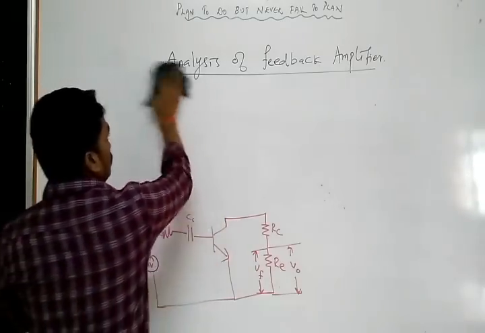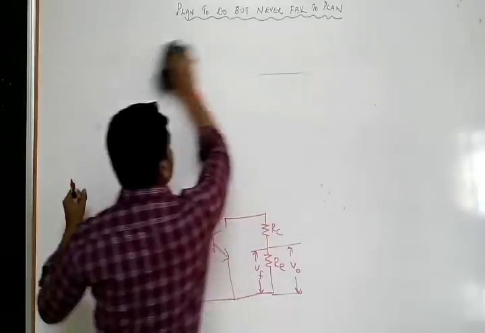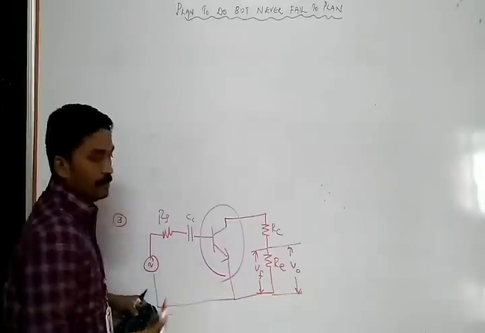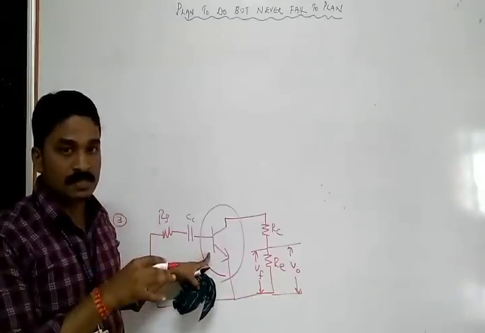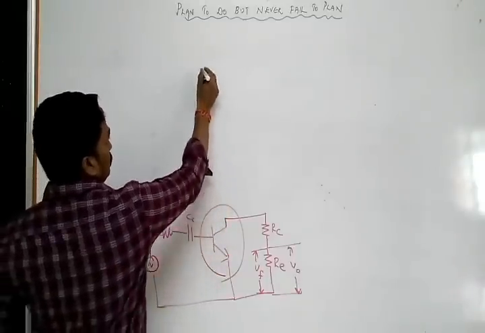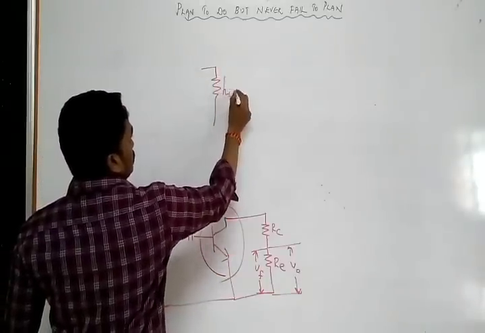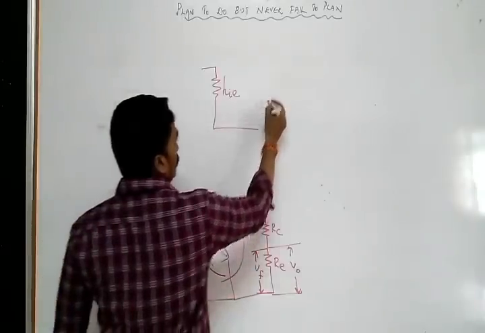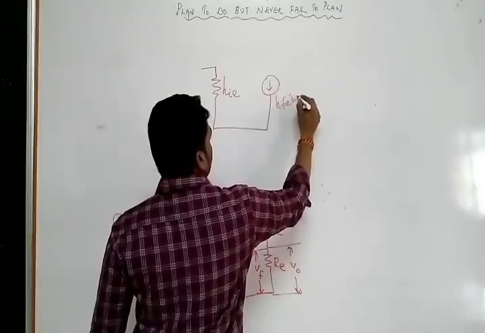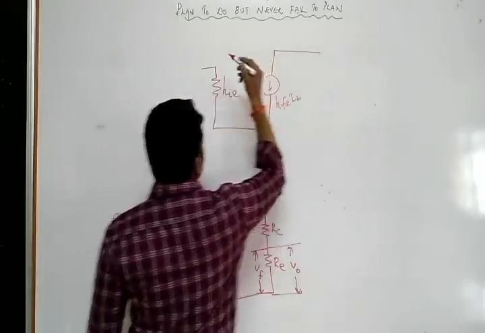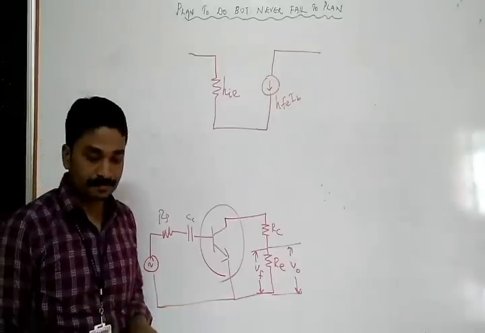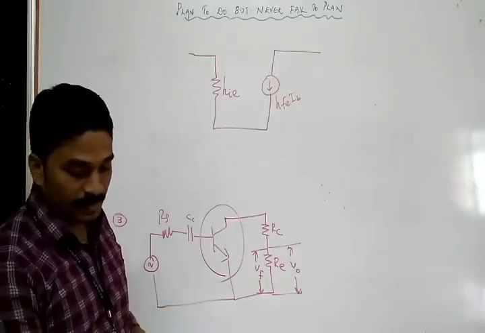First of all, to draw this input side and output side circuit, we have to replace this transistor by its equivalent model, because the transistor's equivalent H parameter model comes in the middle of the circuit. So first we will replace this one. So this is the H parameter model or equivalent model of your transistor. Clear? So after drawing this, we have to replace the remaining things.